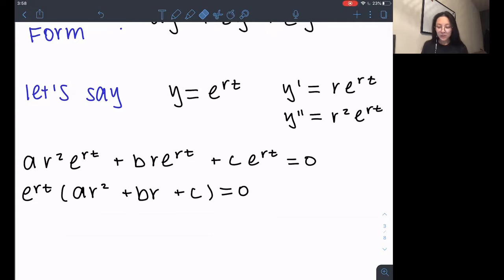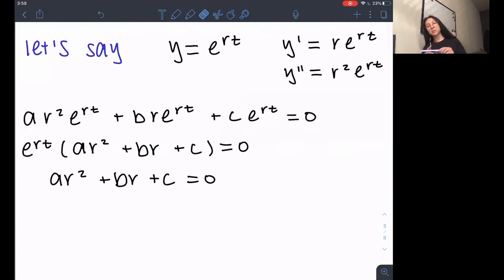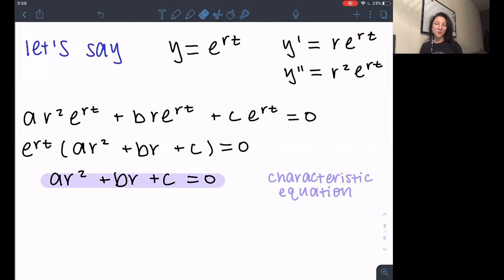Then you can also see that we can divide both sides by e to the rt, and we get ar squared plus br plus c equals 0. This is a very important equation, so I'm going to highlight it in my favorite color. This equation is called the characteristic equation. This is a very important step to solving these equations. This is the very base of it.